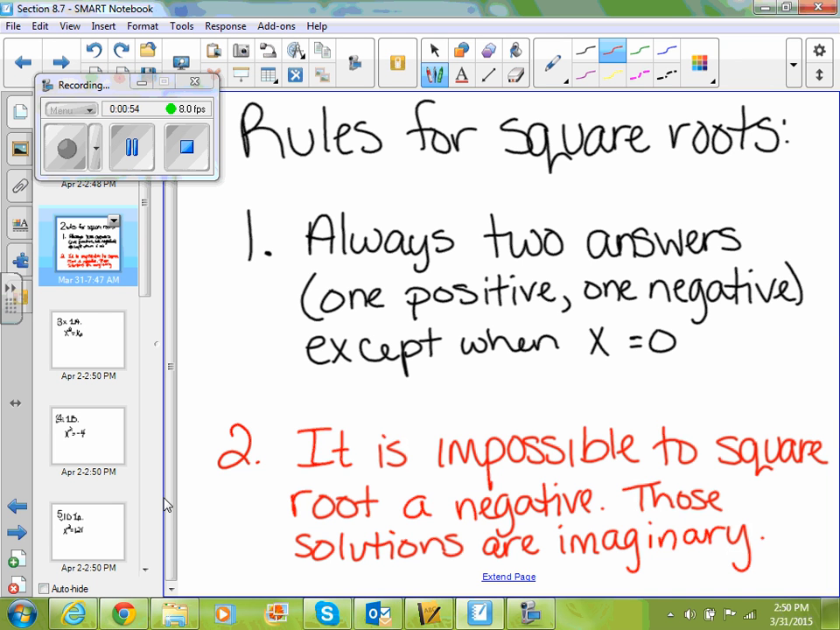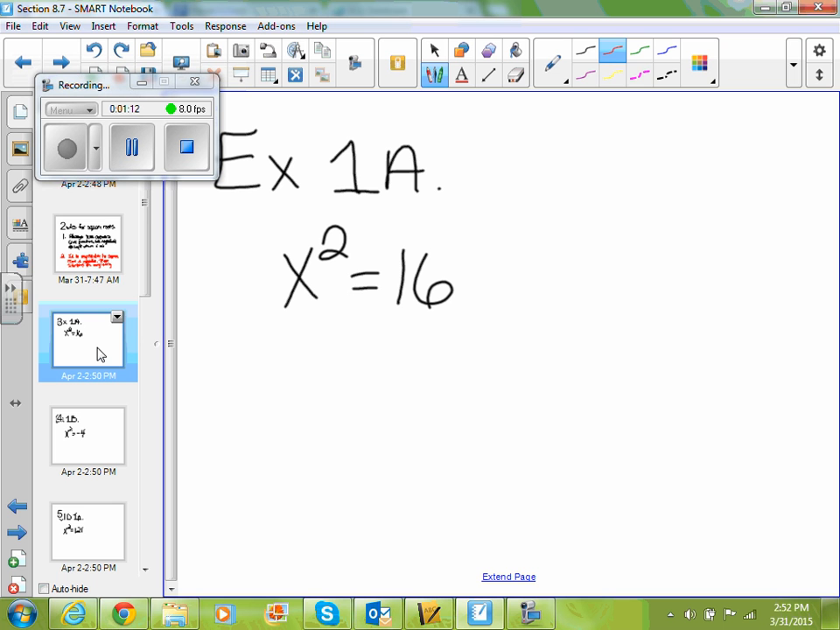Those solutions are imaginary. And we've talked about imaginary solutions before, but today we're actually going to find some imaginary solutions. Alright, so now let's look at evaluating some functions to solve for x.